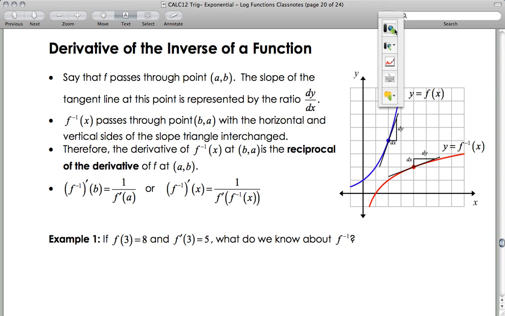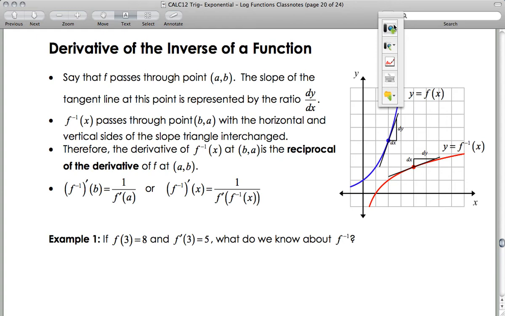Hello, Calculus 12. Today we're going to see how to find the derivative of the inverse of a function. And the first thing we need to remember is what is an inverse function. Probably the key point is to remember that an inverse function of a function f of x is nothing but a function where the roles of x and y have been switched. That's the simplest way of remembering what an inverse function is.